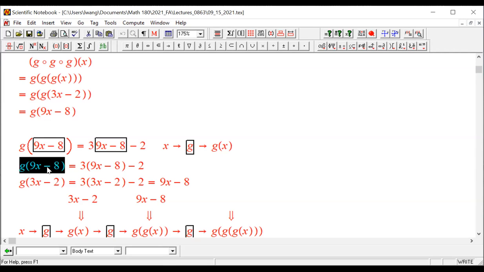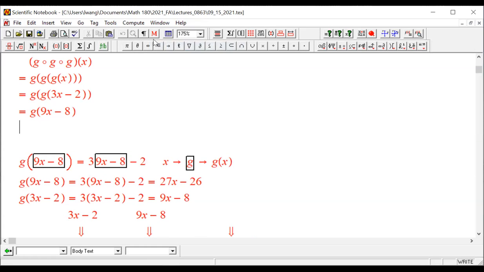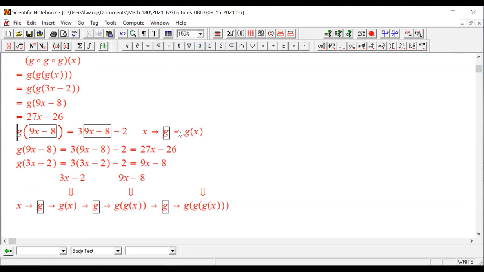G of 9x minus 8. If you simplify this, you get 27x minus 26. And that's the final answer. Okay. And do I just write 27? Okay, like that. Does that make sense? Yeah.